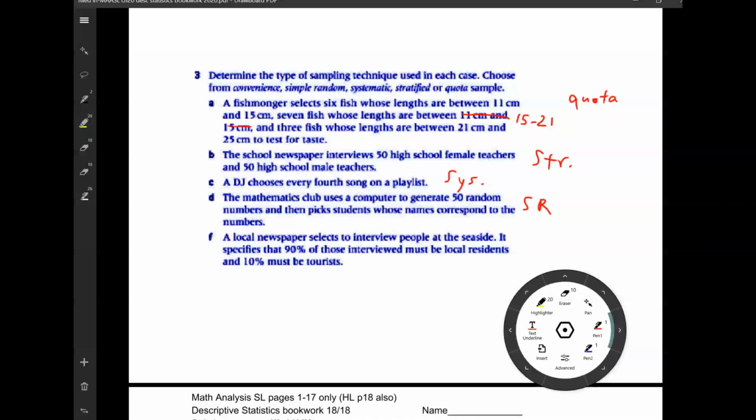F. A local newspaper selects people to interview at the seaside. It specifies that 90% of those interviewed must be local residents and 10% must be tourists. Okay, so this sounds like they're interviewing more local residents than tourists because there are more local residents than tourists at the seaside. So since it's in proportion to the subpopulations, that would be quota and not stratified. Okay, that's it for this page. Easy, right?